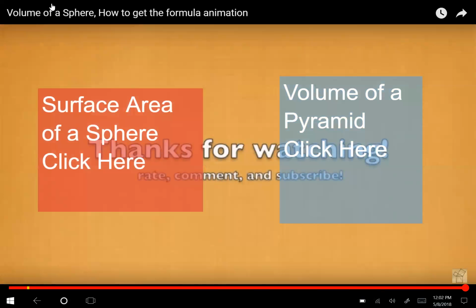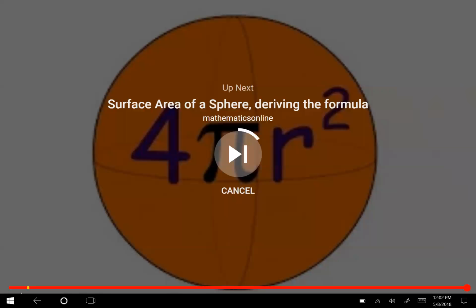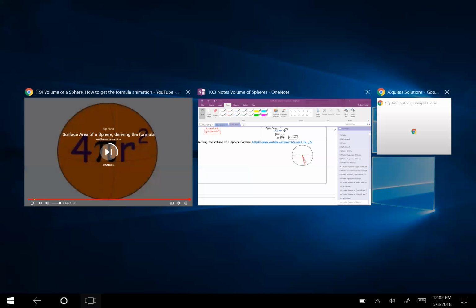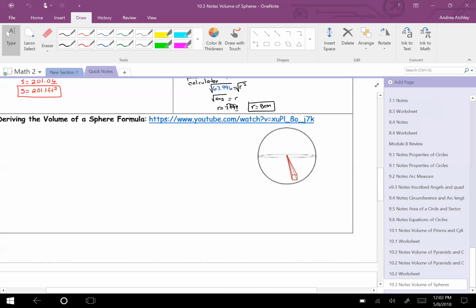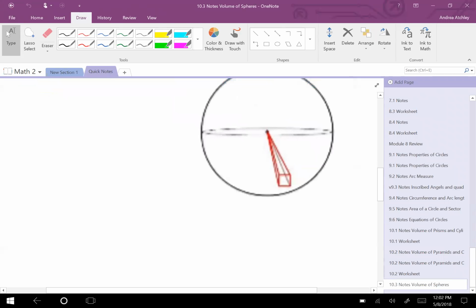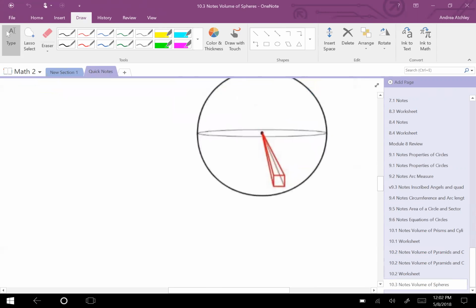We learned how to derive the formula for the volume of a sphere. Okay. So what we just did was we broke our sphere into all those little pyramids.